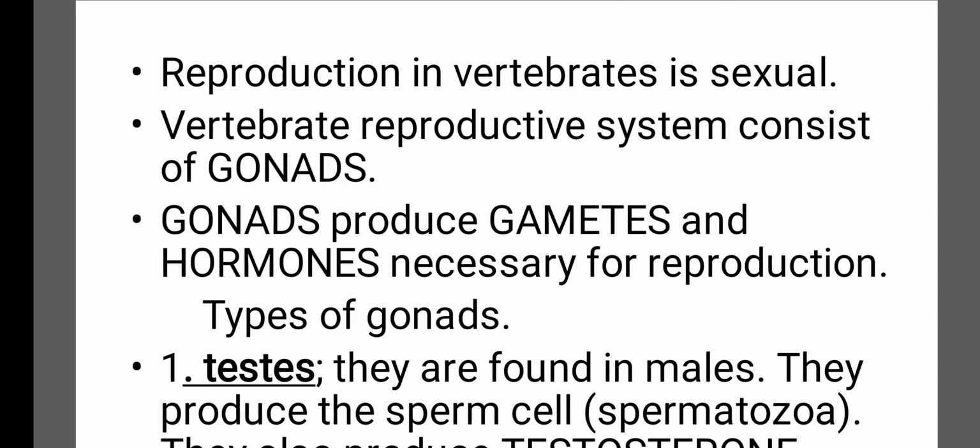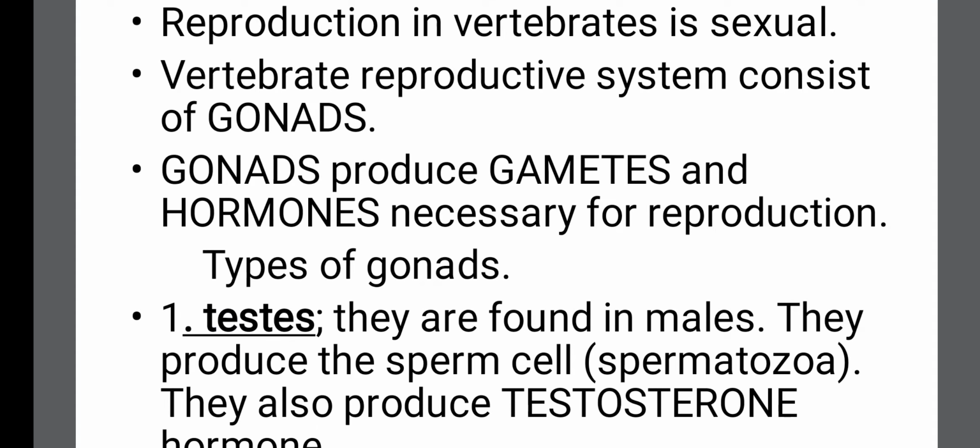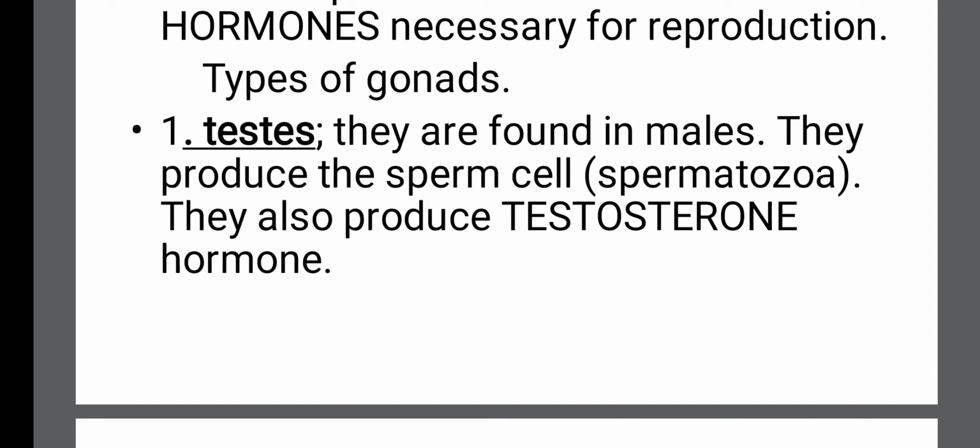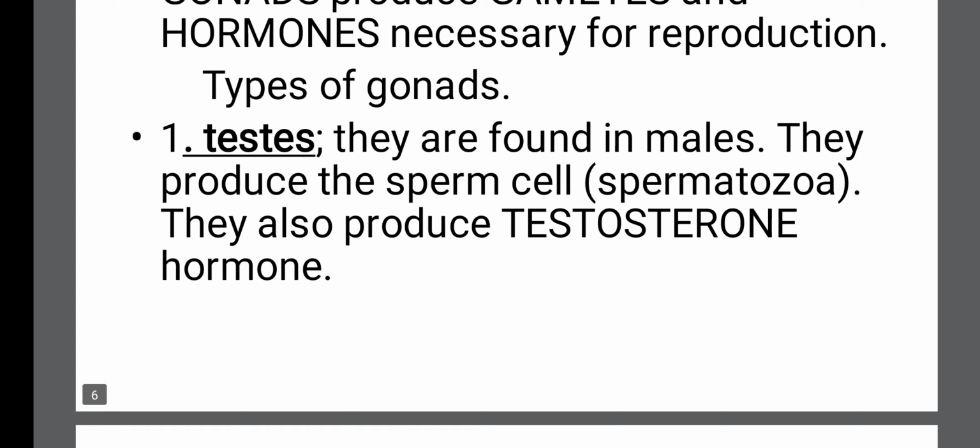Vertebrate reproductive system consists of gonads. Gonads produce gametes and hormones necessary for reproduction. Types of gonads. Number 1, the testes. The testes are found in males. The function of these testes is they produce the sperm cell. This sperm cell is known as spermatozoa.